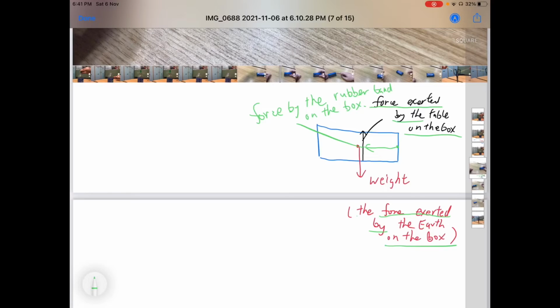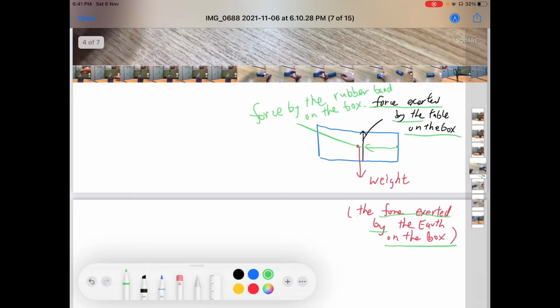Sometimes we can call it tension when you are using a string or a rubber band to hold an object. It's called tension.